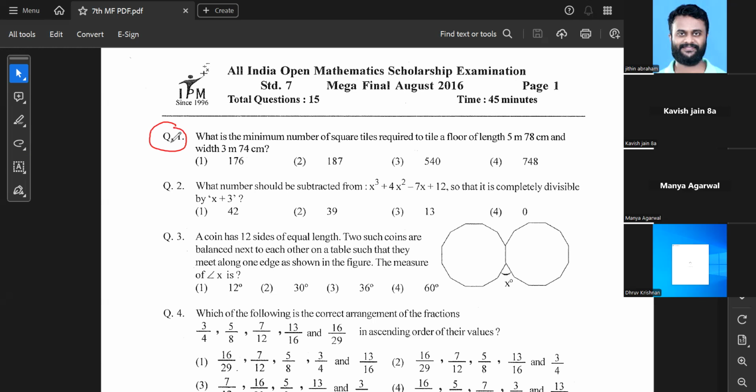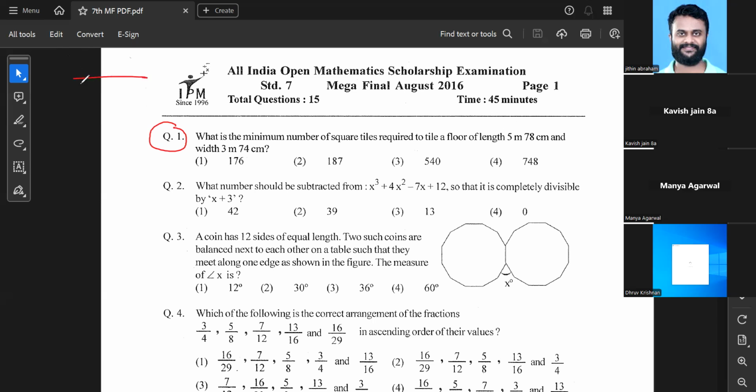The question goes like this: what is the minimum number of square tiles required to tile a floor of length 5 meter and 78 centimeter and width 3.74? So length is 578 and width is 374. What is the minimum number of square tiles required? So basically, we'll have to find the HCF between them.